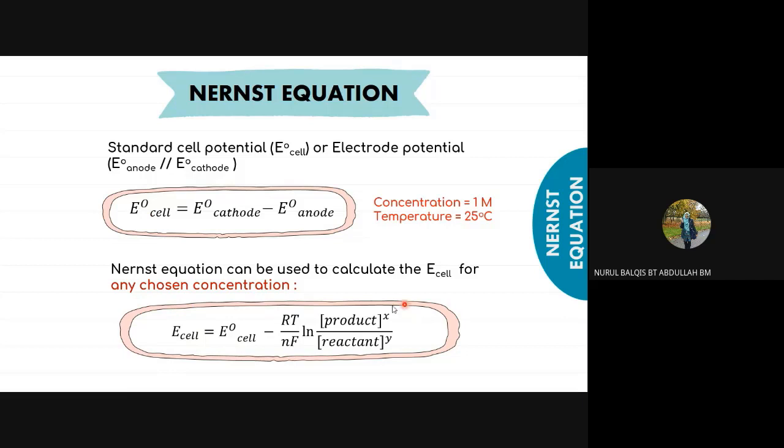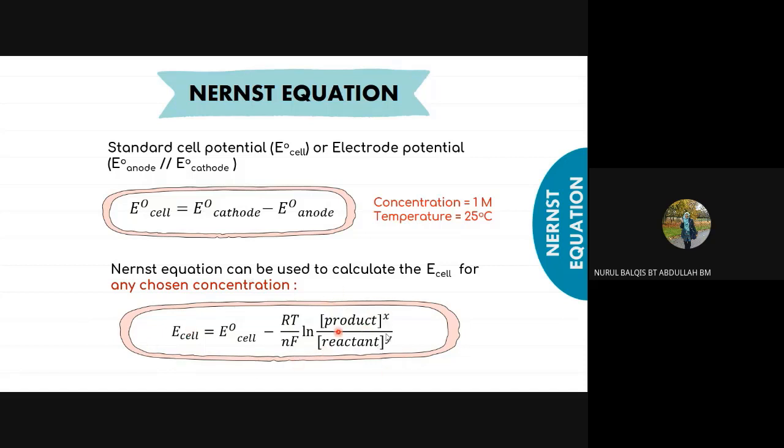Sometimes the questions can ask you about the concentration. In your standard cell potential, do you have any variables that characterize the concentration? Tak ada. So kalau dia minta concentration, confirm guna Nernst equation. Sebab tak ada pun dalam standard cell potential kita ada concentration, kan? Terus guna ni. Okay, asalnya E naught cell minus RT over NF ln product over reactant.